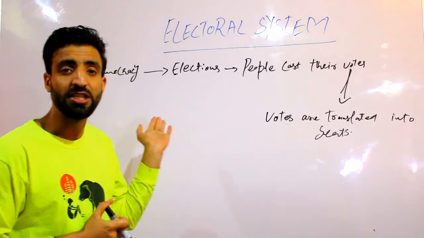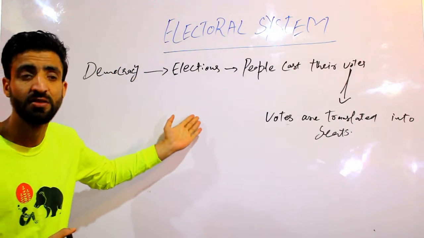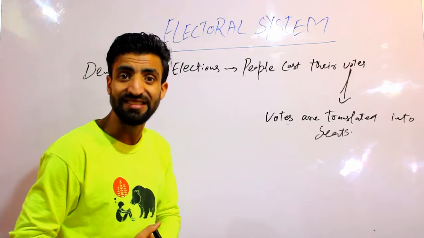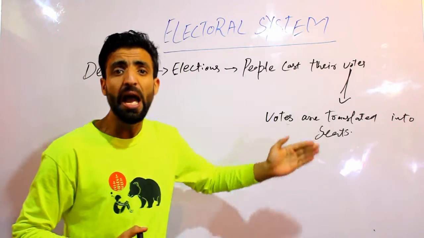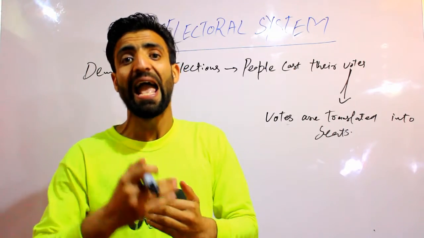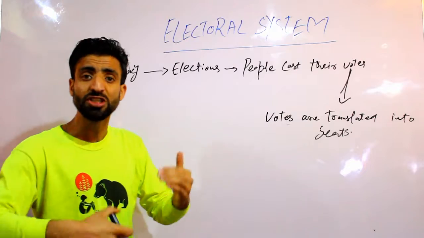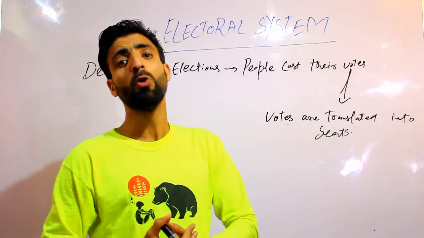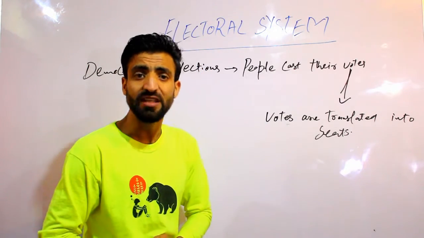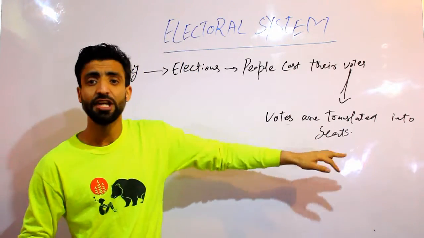So जहां पे डेमोक्रेसी होती है, wherever there is the democracy, वहां पे क्या होते हैं elections. और elections, what happens in the elections? Elections में क्या होता है? People cast their votes. People basically exercise their right to franchise. And once the votes are casted, then the votes are counted. And what happens after the counting of votes is basically votes are translated into seats.